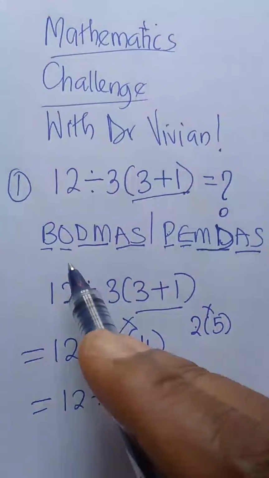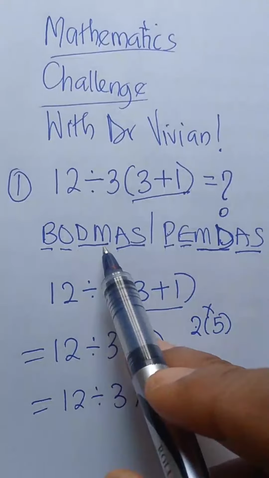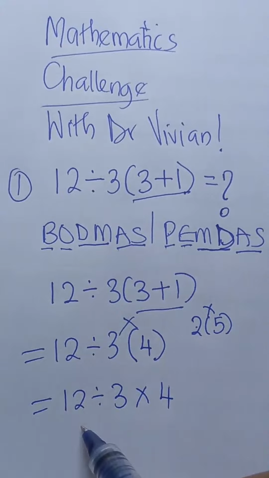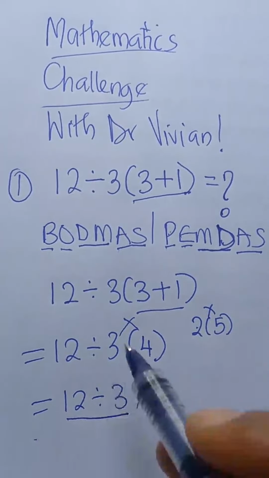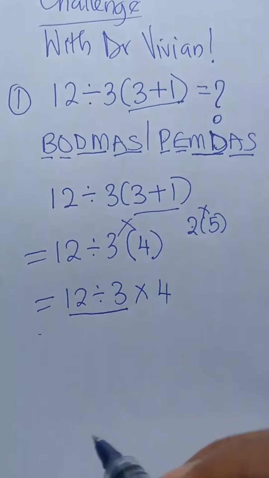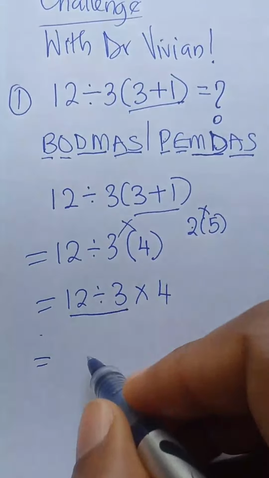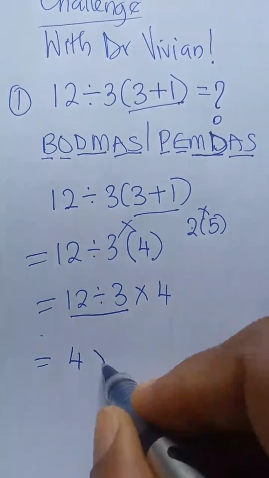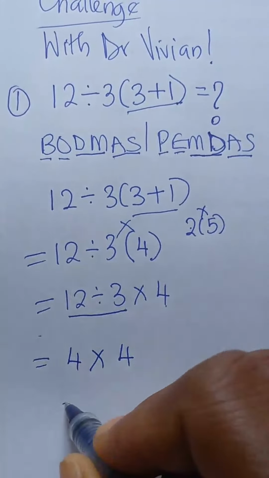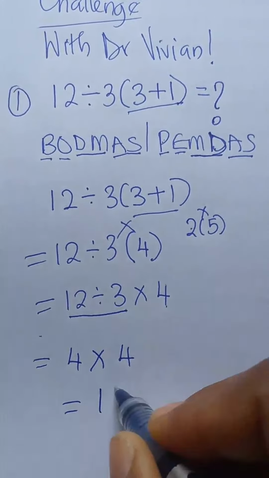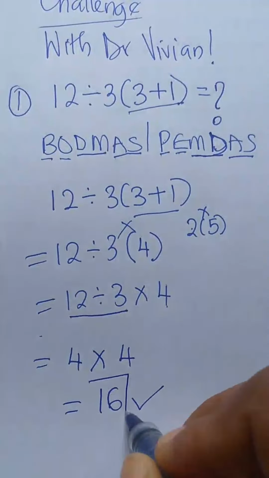Now we apply, remember, division and multiplication are on the same level. You apply the one that comes first from left to right. Here, division came first. We divide first. Okay, we divide first and have 12 divided by 3 will give us 4. 4, we put our multiplication and put our 4. And this is equal to 4 multiplied by 4 is 16. So our answer is 16.